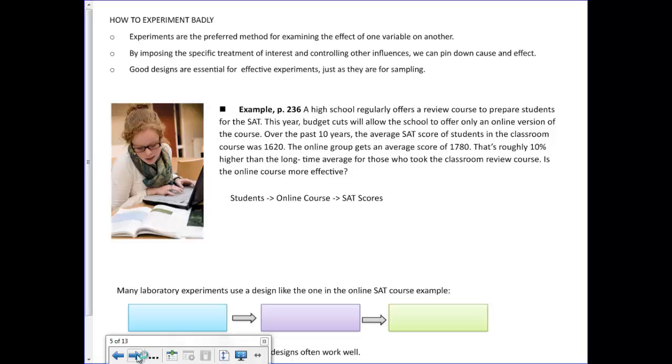So when I look at this online group getting a score of 1780, I'm assuming that that specific group of people are very self-motivated learners, so of course their score is going to be a lot higher. We don't have anything to compare this group to. You've got one group in the online class that's doing really well, but what do we compare them to this year? We don't have anything to compare them to, right? So in this one, you could say there's no control. We don't know who to compare it to. And you also might say these students are very self-motivated.